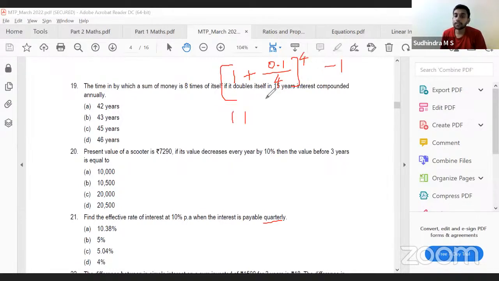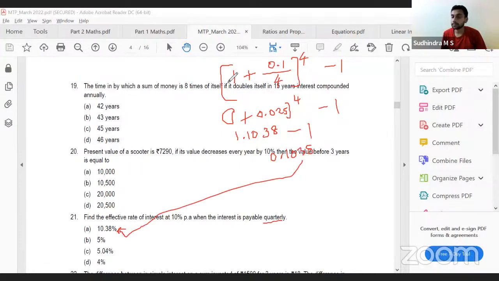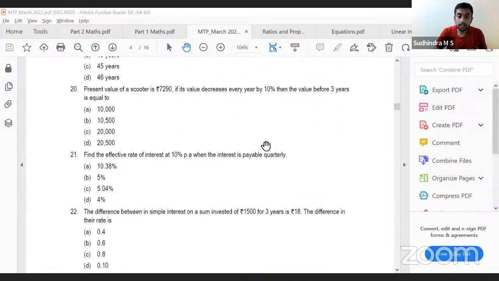Correct? So 1 plus 0.1 divided by 4 is 0.025, to the power of 4, minus 1. 1 plus 0.025 to the power of 4 is 1.1038. Minus 1, we get 0.1038, which is nothing but 10.38%. 10.38%.